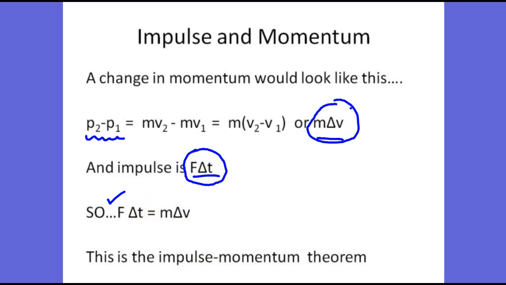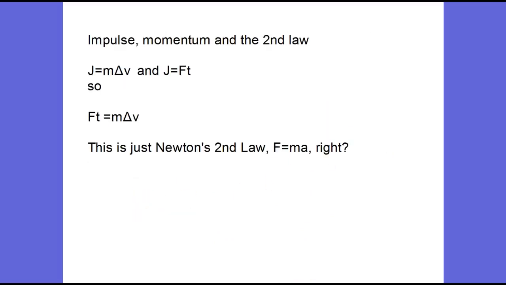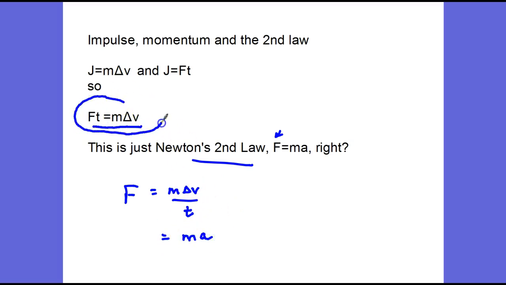It's also a statement of Newton's second law. And you can see that if you try to get the force by itself, by dividing both sides by time, that would leave a force on that side and a mass times change in velocity over time on this side, and this is just ma. So this is the impulse momentum theorem, and it is simply a variation, another way to state Newton's second law.